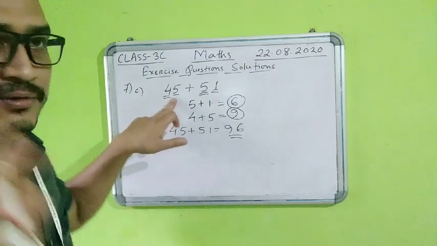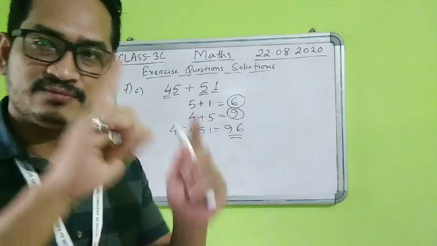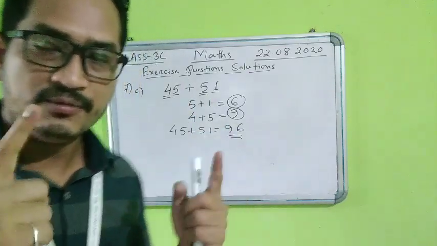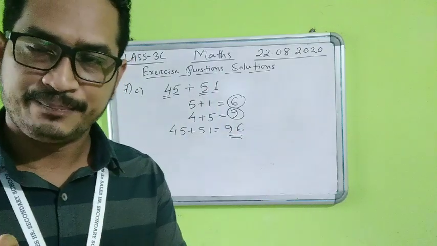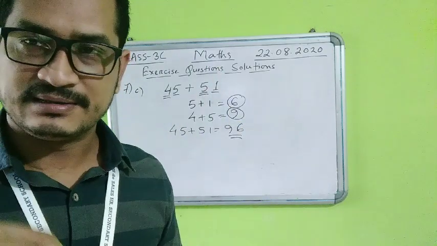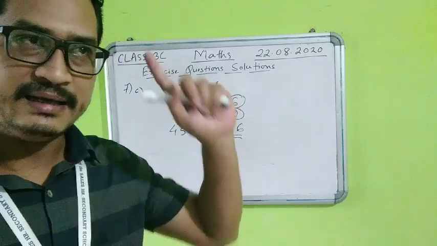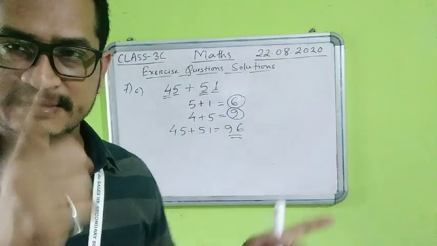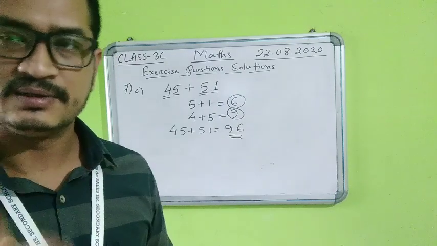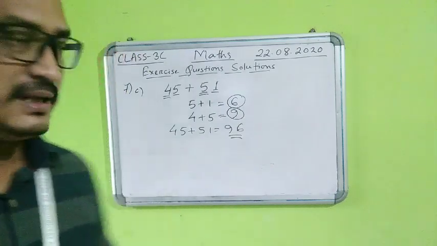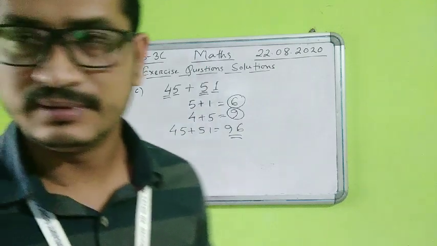So when you think of 45 and 51, first of all you have to consider in your mind what the ones places are. In 45, 5 is there, in 51, 1 is there. So 5 plus 1 will be 6. So we got the ones place. And then 4 and 5 are in the tens place. So 4 plus 5 is 9. So the total will be 9 and 6. That means it will be 96. That is how you have to solve it mentally.